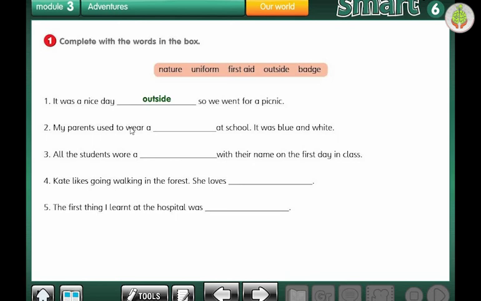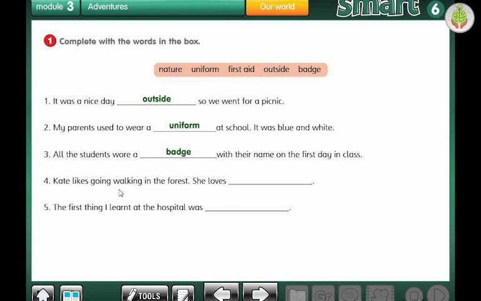So we went for a picnic. Number 2. My parents used to wear a blue and white at school. What is it? Okay, uniform. Very good. Number 3. All the students wore a with their name on the first day in class. So what is it? A badge, of course.